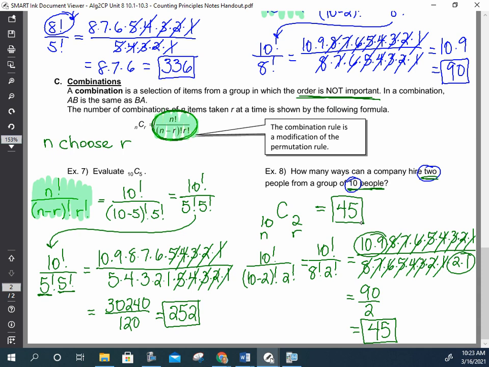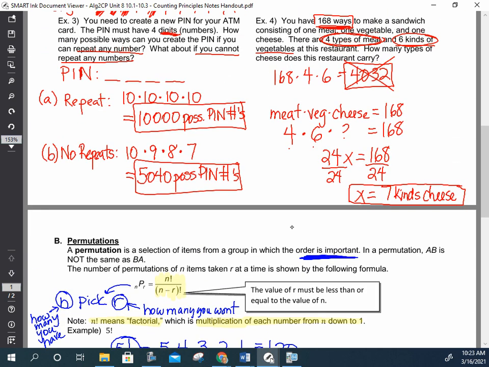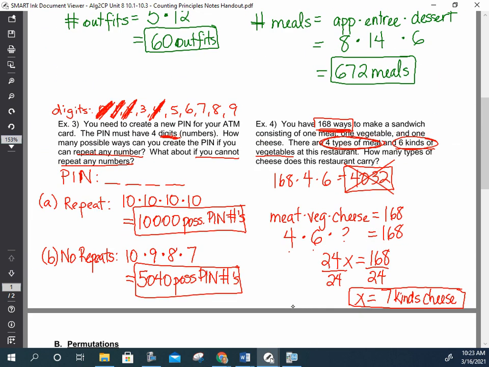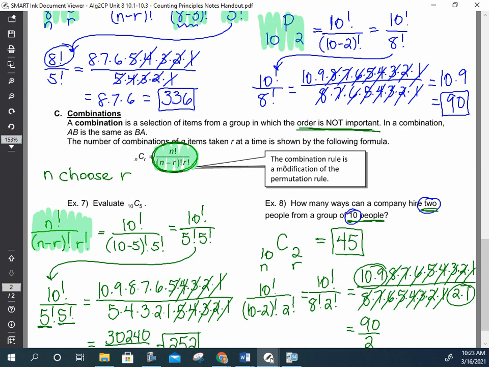So, any questions on any of the 3 counting principles? Because that's it. We're finished. That's how you count stuff up.